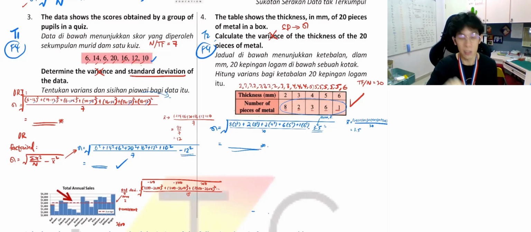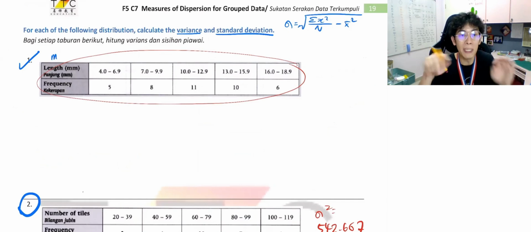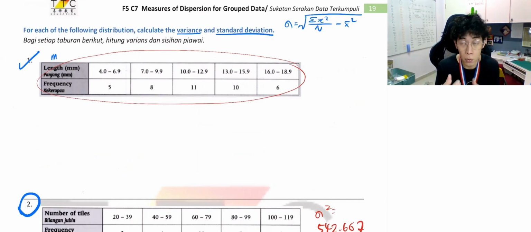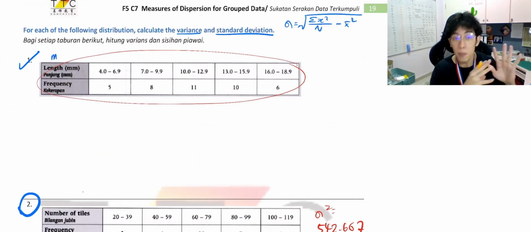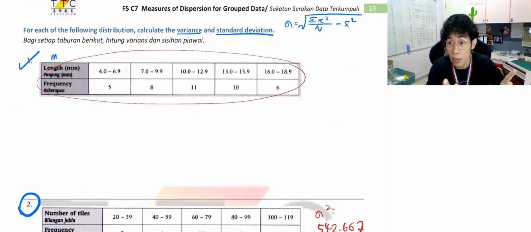You can say it's the thickness, or the length, correct? But I will say it's the class, or the so-called X. So in the previous Form 4 question, can you see the thickness? The 2 is repeated 8 times, correct? The 3 repeats 2 times.